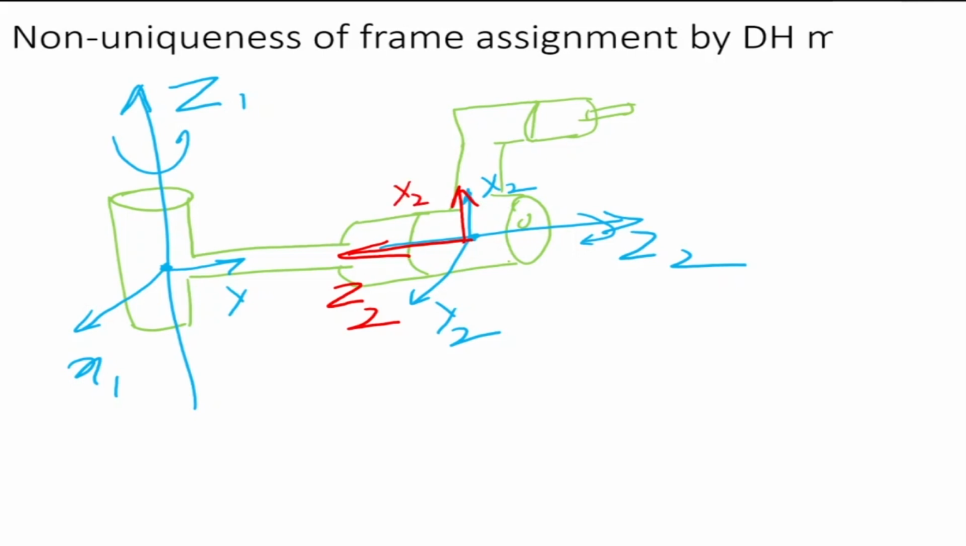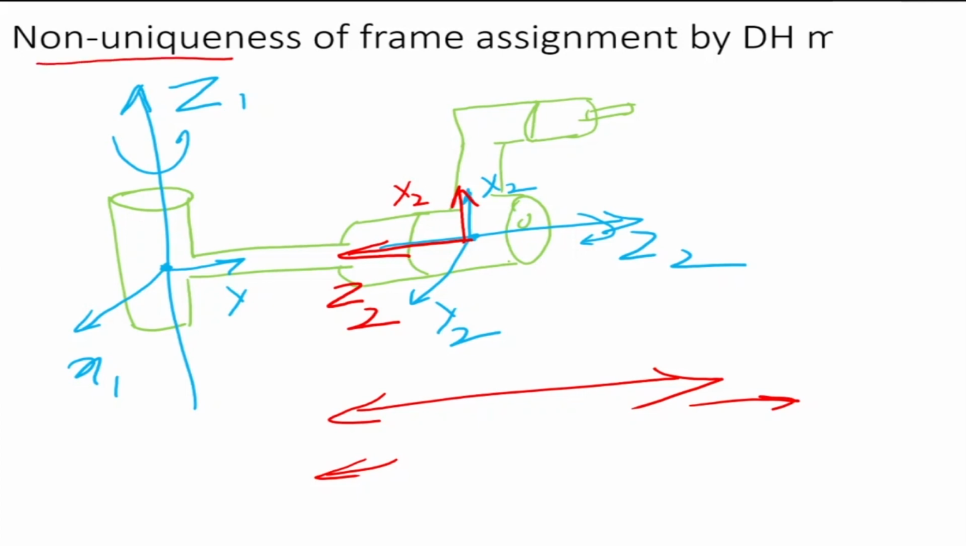Okay, why? Because this axis here goes in this direction and also this direction to infinity. So it could be pointing this side or it could be pointing this side. It's the same thing. So this basically shows that the assignment of DH parameters is not unique, but the answer will be the same. Why? Well, we'll come to it.